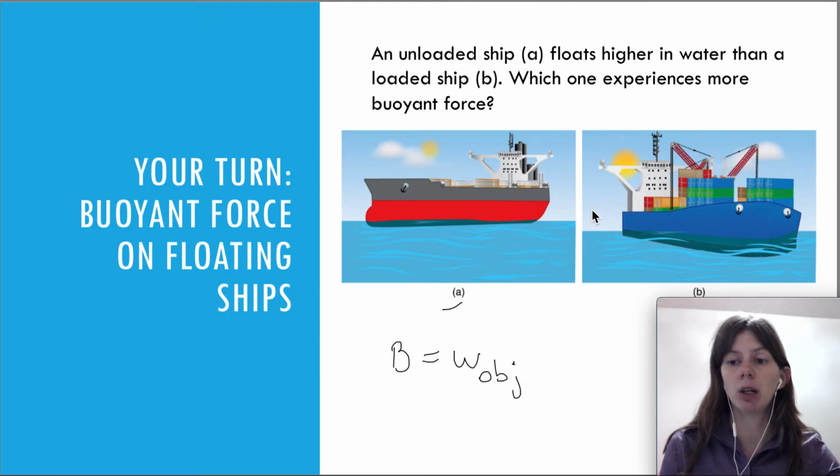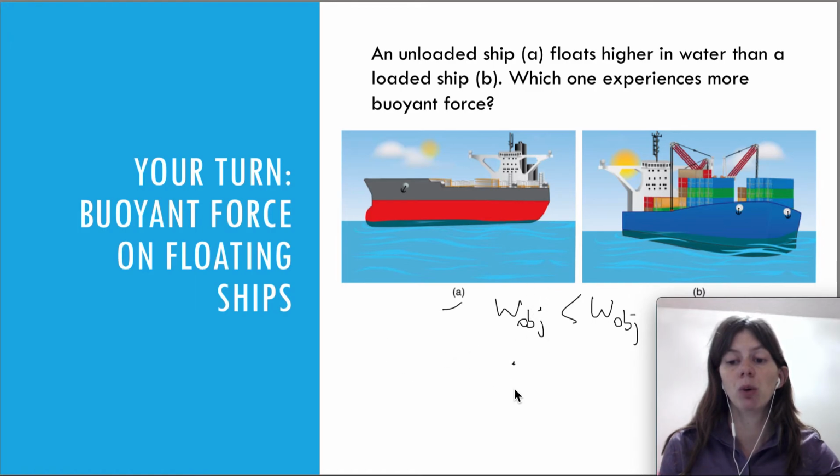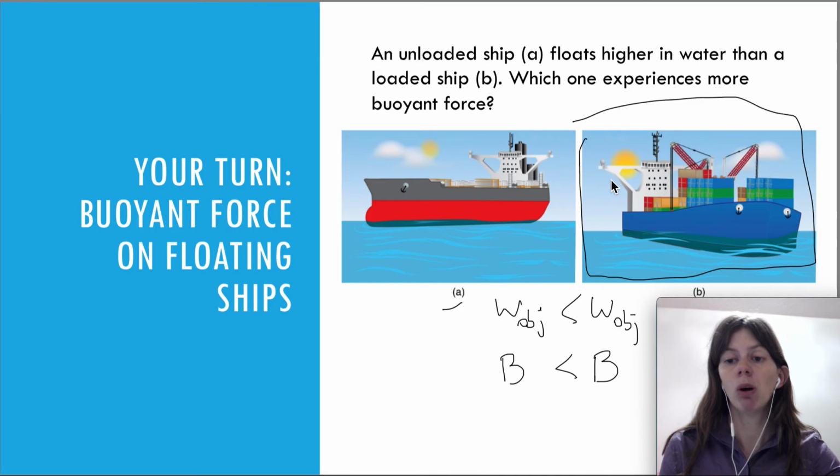Which ship is heavier? The loaded ship is going to be heavier than the unloaded ship. So the weight of the loaded ship is greater than the weight of the unloaded ship. If the buoyant force equals the weight of the object, that means that the buoyant force for the unloaded ship is going to be less than the buoyant force for the loaded ship. So the answer is that the one that has more of it in the water experiences more buoyant force, because that buoyant force has to balance the weight of the object. So just to recap, when an object is floating, the buoyant force equals the weight of the object.